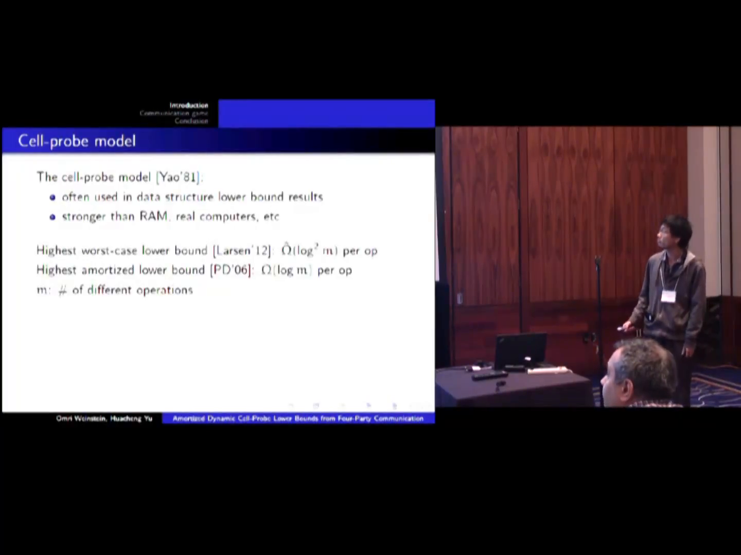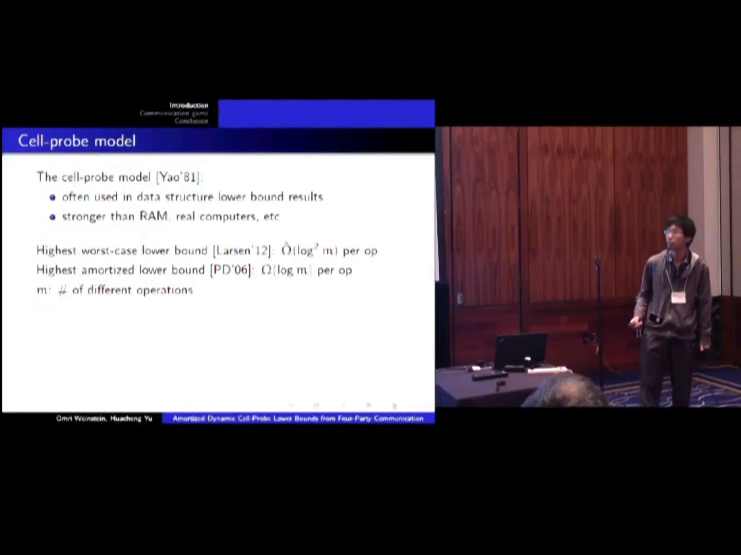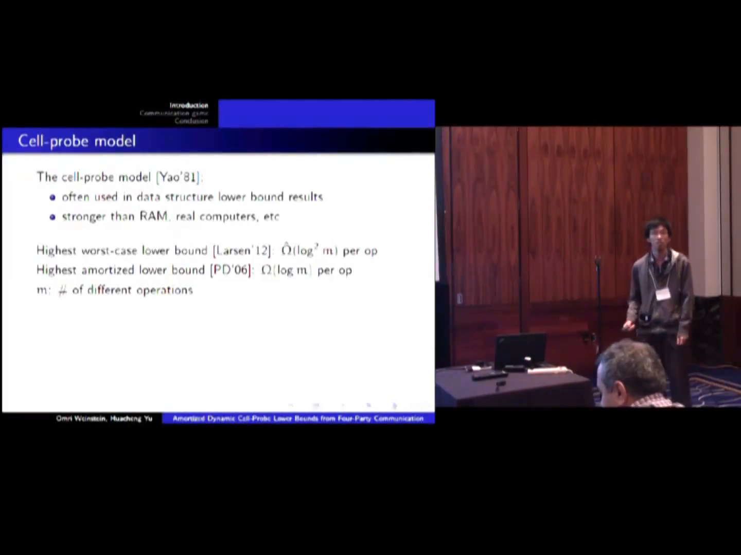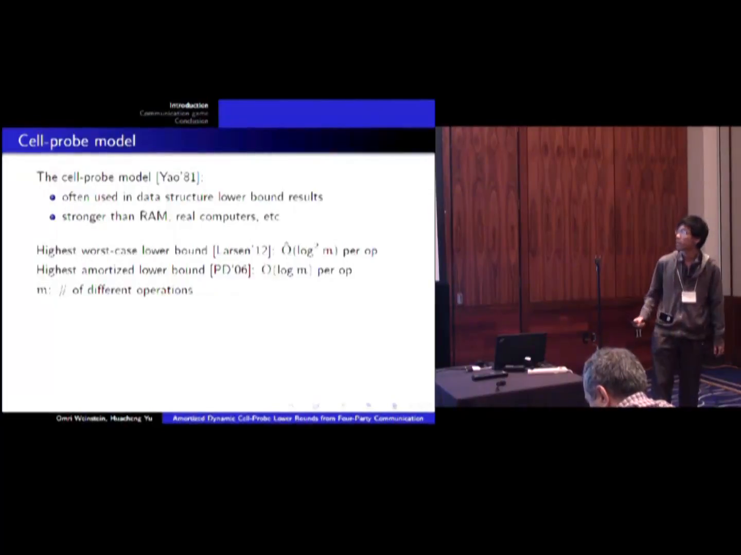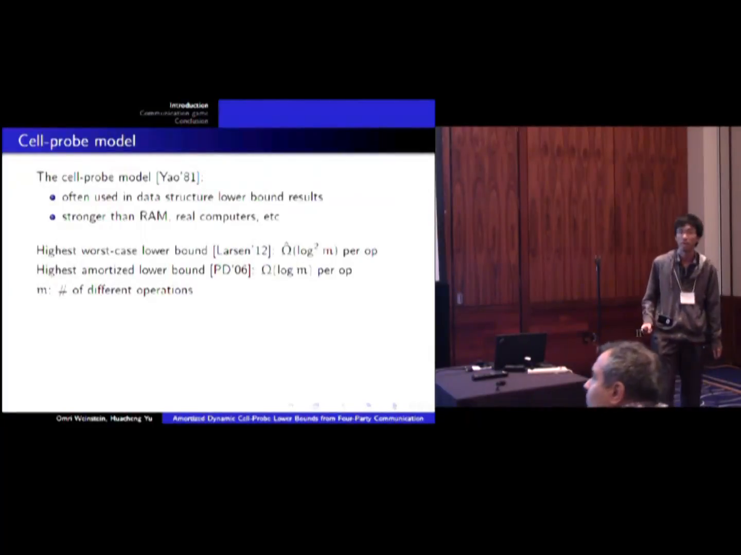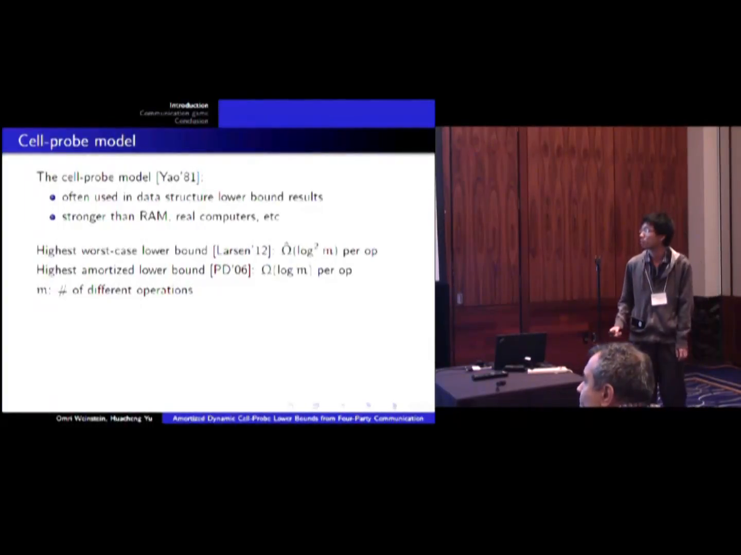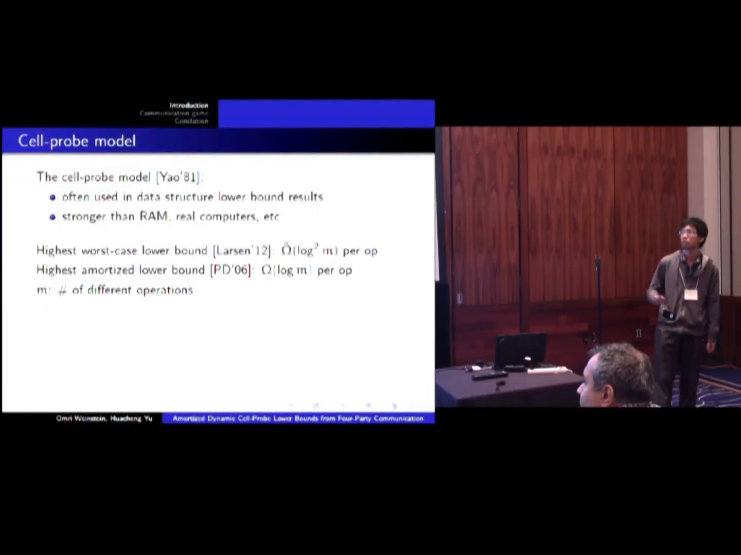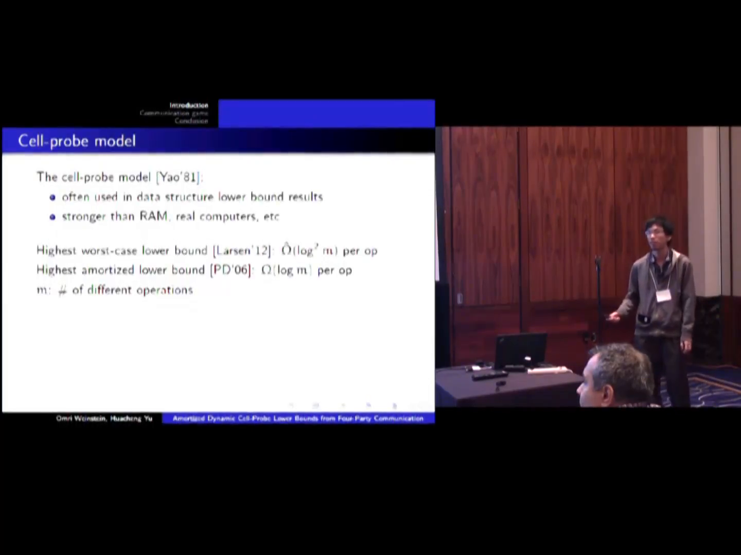Because the cell-probe model is a very strong model, the highest lower bound proved in it is only (log m)^2 per operation for any data structure, by Larsen. And moreover, this lower bound assumes the data structure has worst case guarantee for some operations. If we only consider data structures with only amortized time guarantees, then the highest lower bound is only log m per operation, by Patrascu and Demaine. And here by m, I mean the number of different operations in the data structure problem.